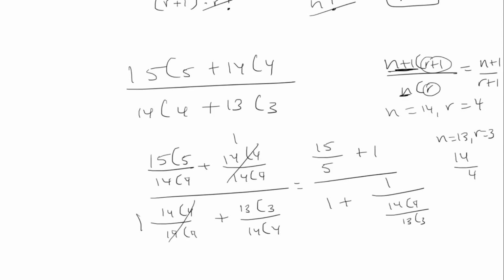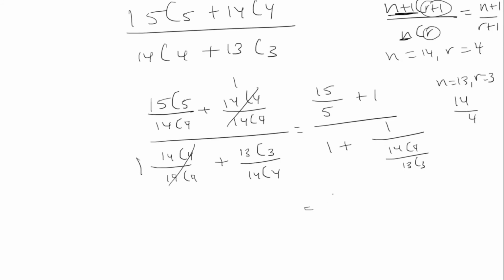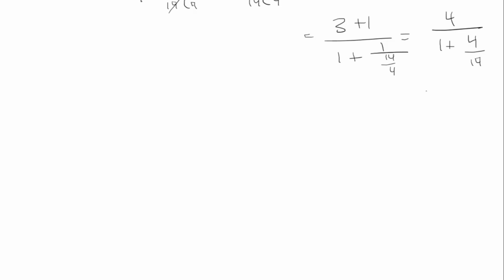So now let's write it down. 15 over 5 is 3. So we have 3 plus 1 over 1 plus 1 over, we've said 14 over 4. Simplify. 3 plus 1 is 4. Then it's 1 plus, the reciprocal of 14 over 4 is just 4 over 14. And we'll simplify, actually we can just multiply top and bottom by 4.